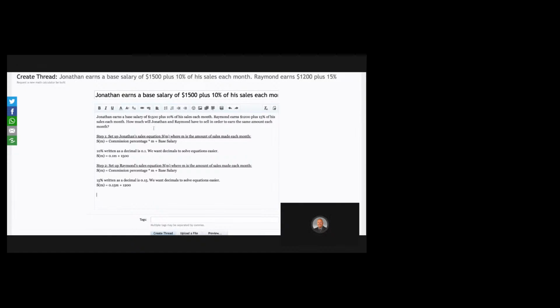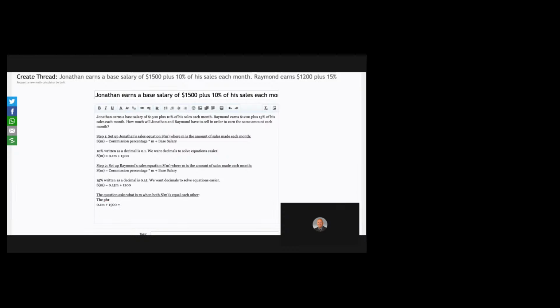Now, the question asks, how much will Jonathan and Raymond have to sell in order to earn the same amount each month? Key phrase right here: earn the same amount each month. The question asks, what is M when both S of M's equal each other? That's a lot of word salad. We want to take Jonathan's sales equation, which we'll copy here. We set it equal to, because earn the same amount.